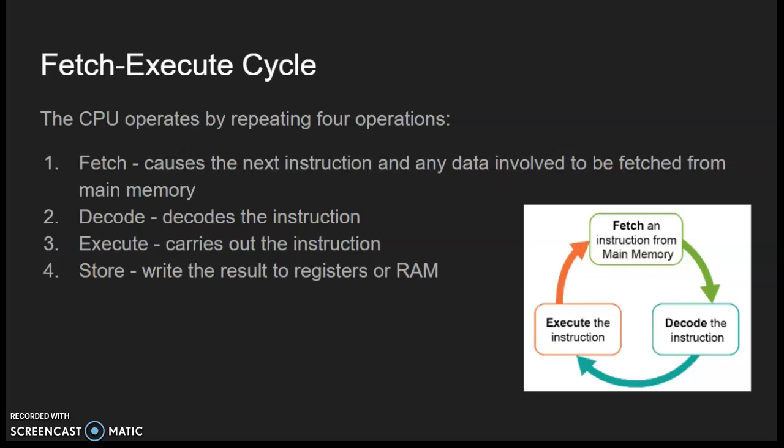So, are we ready? The CPU operates by repeating 4 operations. This is known in short as the fetch execute cycle. Fetch, number 1, causes the next instruction and any data involved to be fetched from main memory. Number 2, decode, decodes that instruction. Number 3, execute, carries out the instruction. Number 4, store, writes the result to registers or RAM.